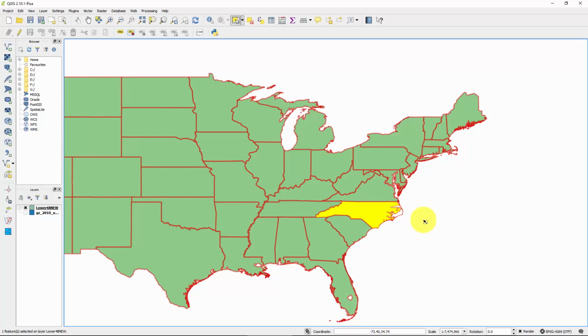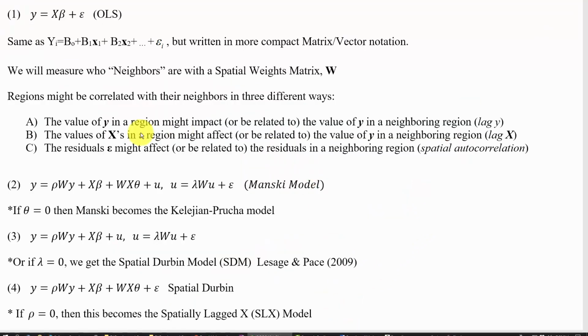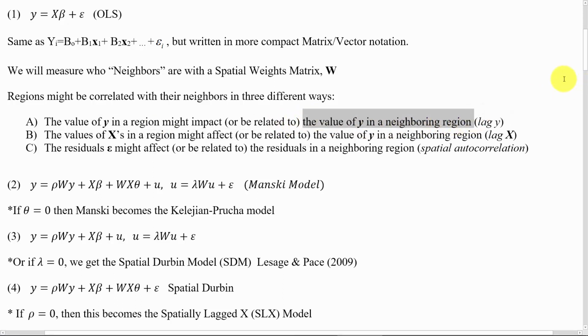So again, two different ways that we've talked about so far. Lag Y: the unemployment rate in Virginia might impact the unemployment rate in a neighboring region, North Carolina. This might be if there are a lot of unemployed people in Virginia, perhaps they migrate to a nearby state looking for work, thereby increasing the unemployment rate in North Carolina. Just one idea. So that'd be a lag Y. A lag X would be the income, the education, the social capital in Virginia might affect the unemployment rate in North Carolina.